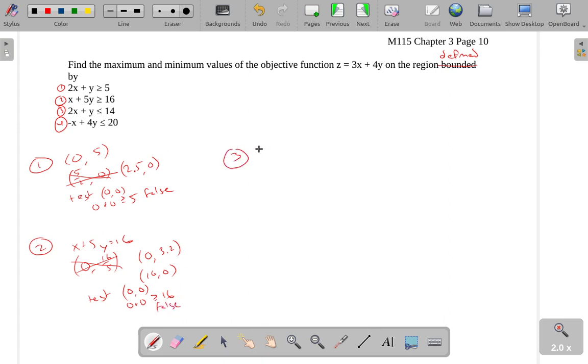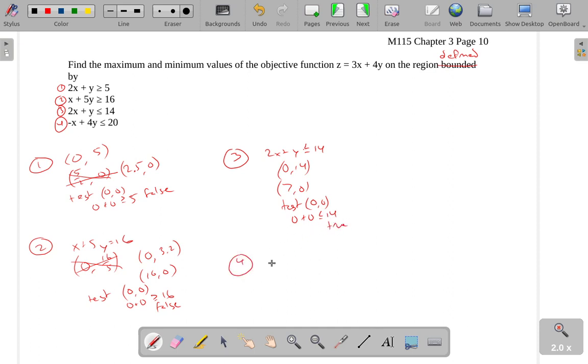For the third line, we get 2x plus y is less than or equal to 14. I'll pretend that's an equal sign while I'm doing my boundary line. If x is 0, I get y equals 14, so that's 0, 14. If y is 0, I get x is 7, so that's 7, 0. Let's test the origin here. We get 0 plus 0 is less than or equal to 14, that's true. So we'd shade toward the origin on this line.